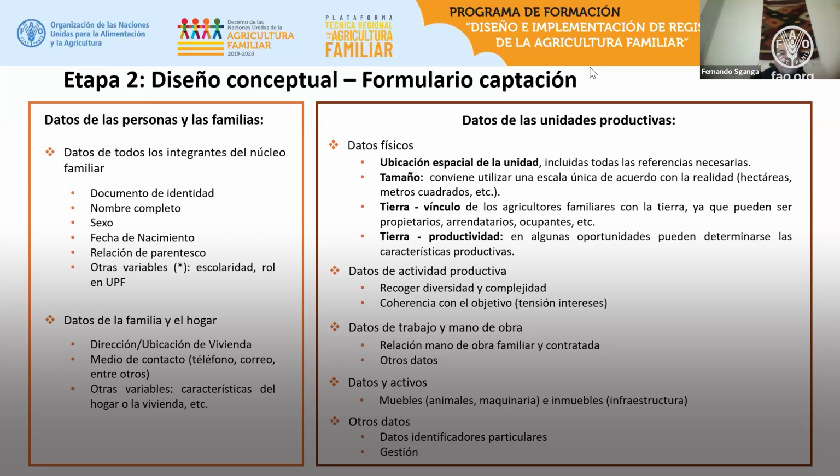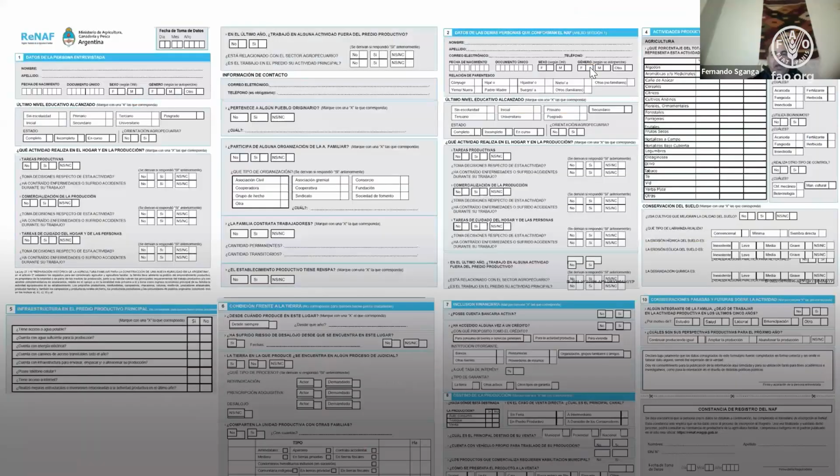All this involves a process that we need to build in this region. Based on what? Based on the purpose and objective that we have, and on the operational definition of family farming that we have.